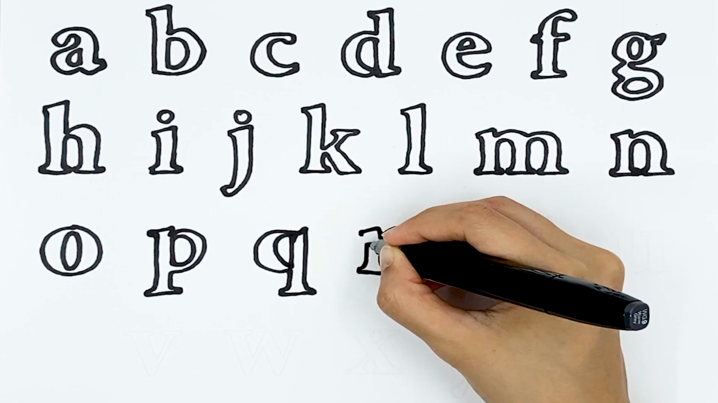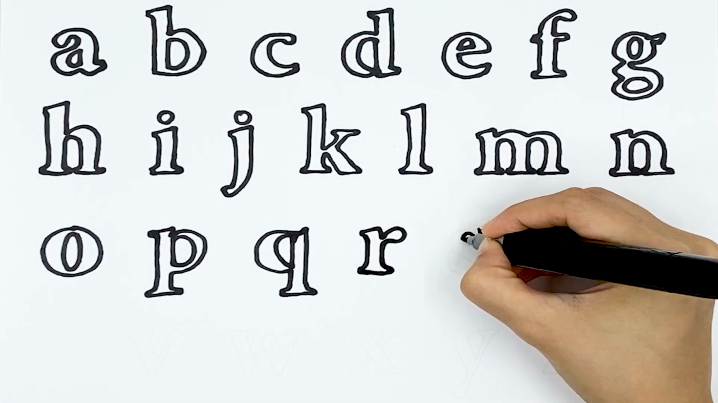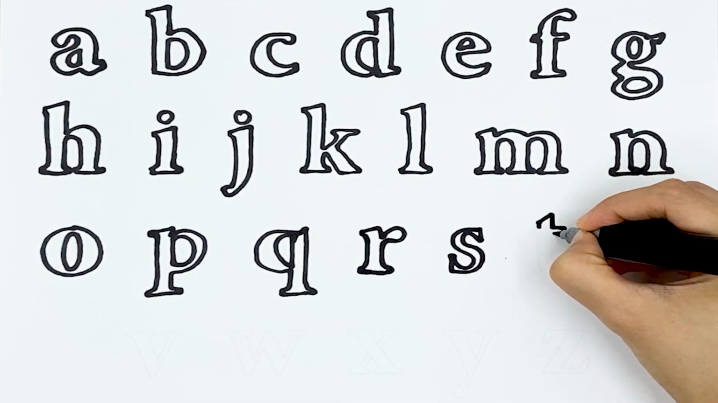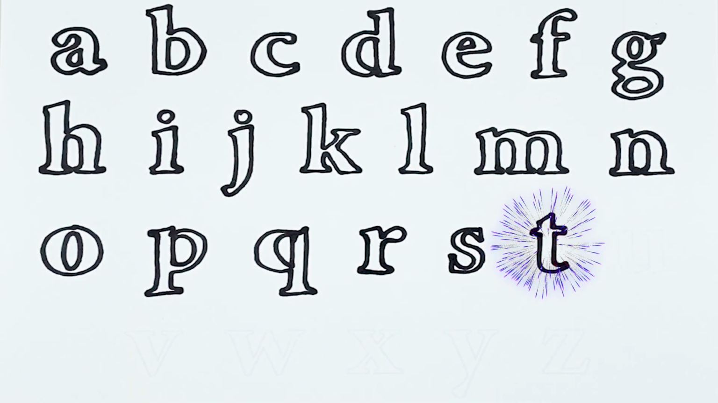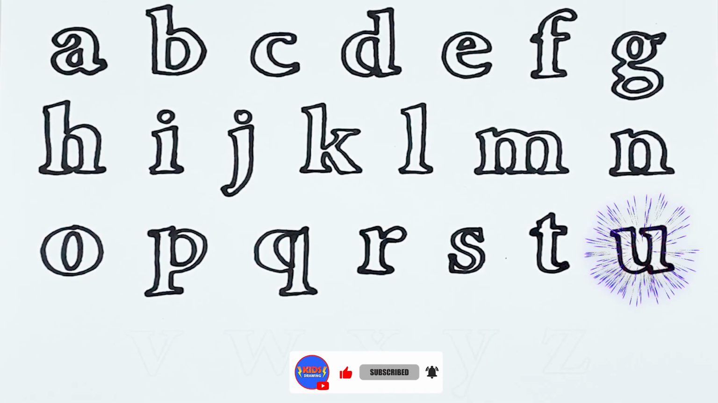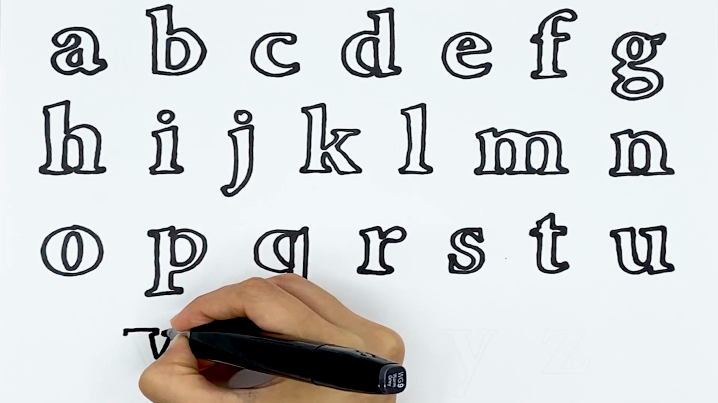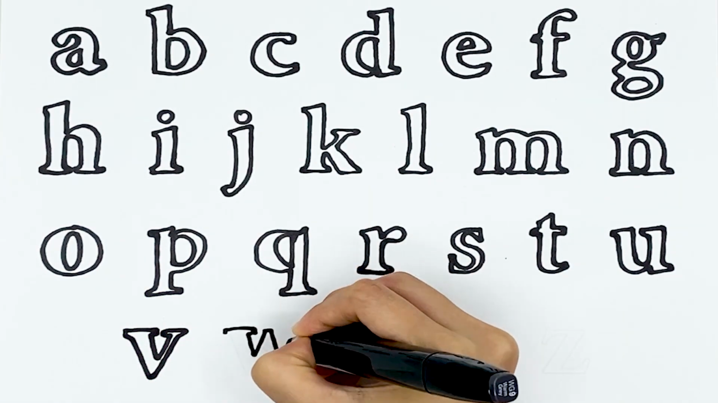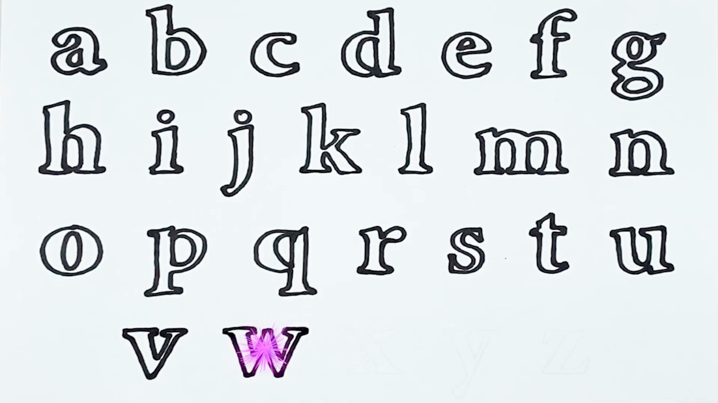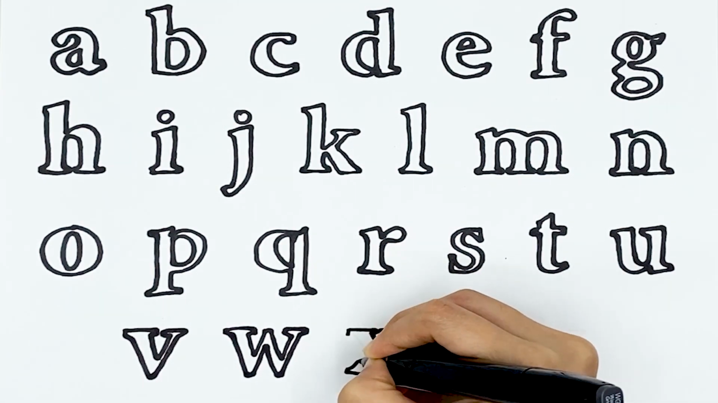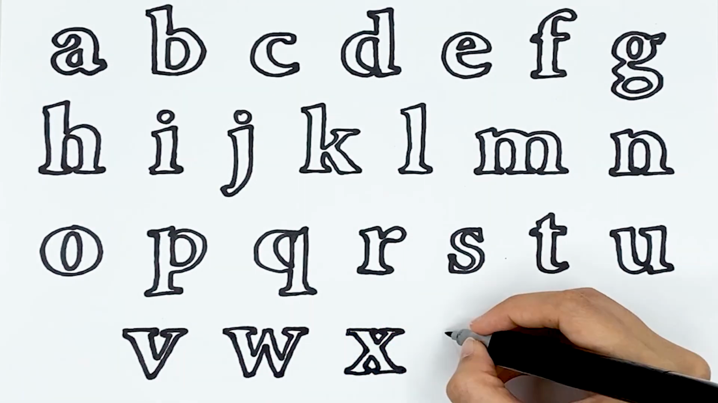I is for igloo. Igloo. Igloo. I. Igloo. J is for jelly. Jelly. Jelly. J. Jelly. K is for keyboard. Keyboard. Keyboard. K. Keyboard.